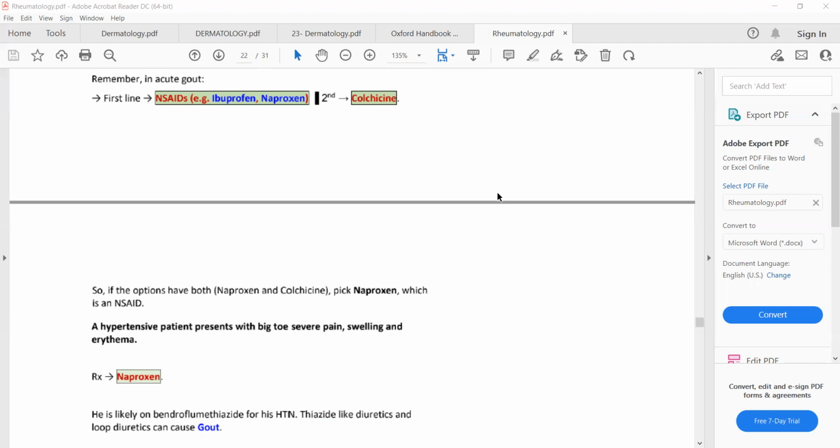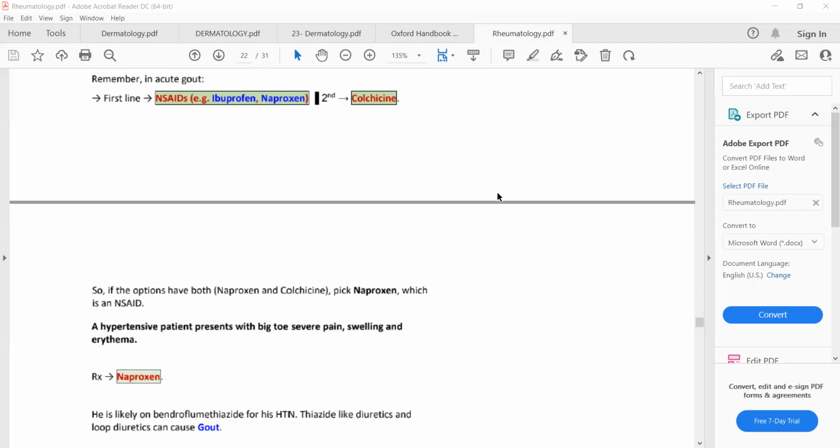So allopurinol decreases the synthesis of uric acid, and febuxostat increases the excretion of uric acid. It inhibits the enzyme that is involved in the synthesis of uric acid from nucleic acids. So for long-term management, allopurinol is first line and febuxostat is second line.